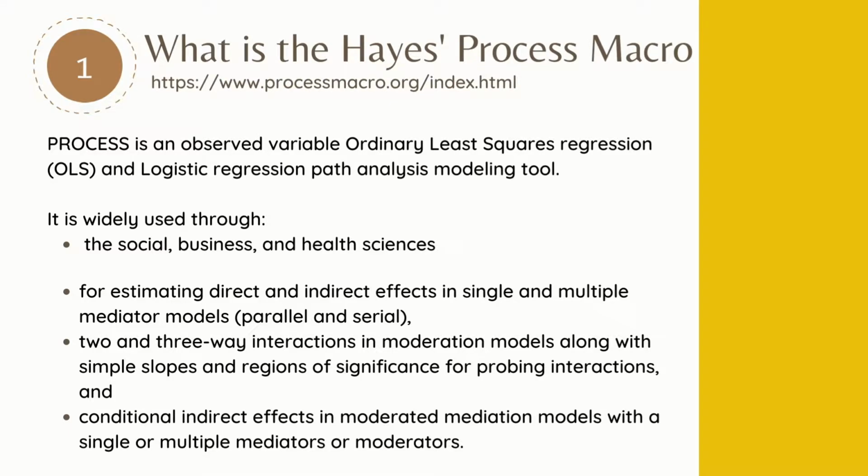So PROCESS is an observed variable ordinary least squares regression and logistic regression path analysis modeling tool. It's a tool that is needed to process multiple regression models, and it's widely used across the social, business, and health sciences. It helps us to estimate the direct and indirect effects in single and multiple mediator models, as well as 2- and 3-way interactions in moderation models, along with simple slopes and regions of significance for probing interactions and conditional indirect effects in moderated mediation models with a single or multiple mediators or moderators.